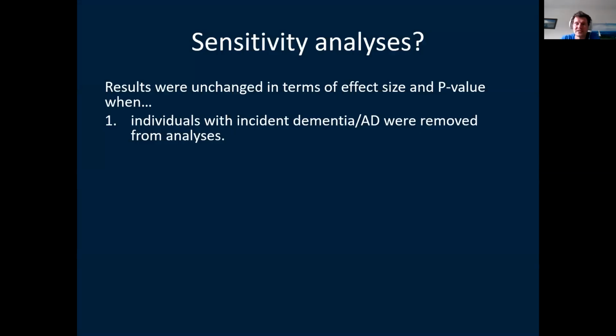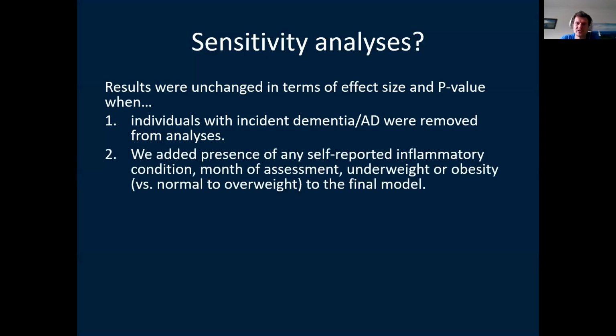We did various sensitivity analyses. So the values there show people with dementia taken out. There's very, very few people who had dementia at baseline, and then about 2,000 people have developed dementia since then, and we chucked them all out. We added the presence of any self-reported inflammatory condition, something like rheumatoid arthritis, the month of assessment, because there's seasonality throughout the year to some biomarkers, and whether or not people were underweight or had obesity.